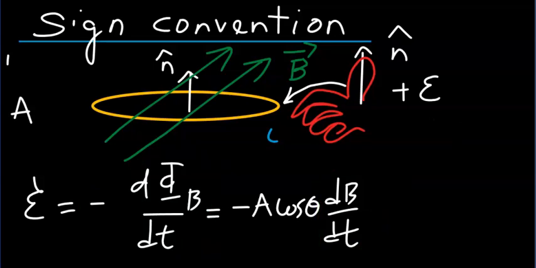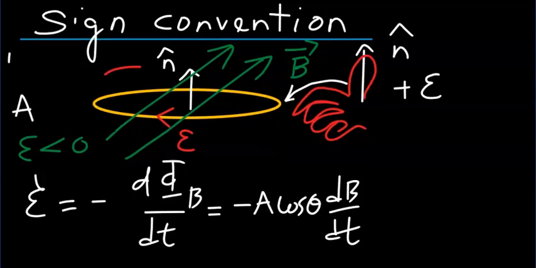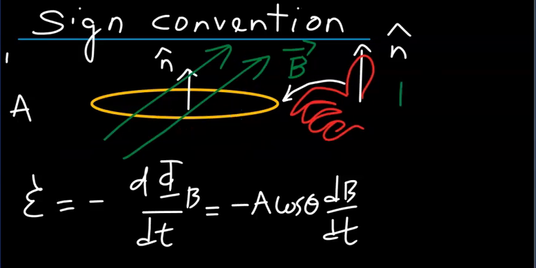However, since in our case the EMF is negative, the direction of the EMF is going that way. So if this is positive, this is negative. So the correct direction for the EMF for the present case is that. That also means there is an induced current in the circuit going in that way, the same direction as the induced EMF.